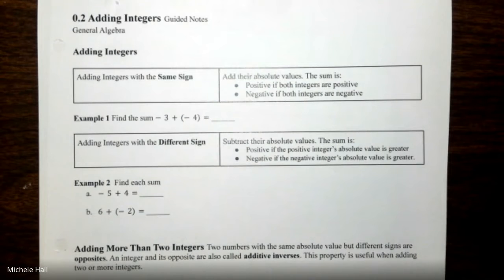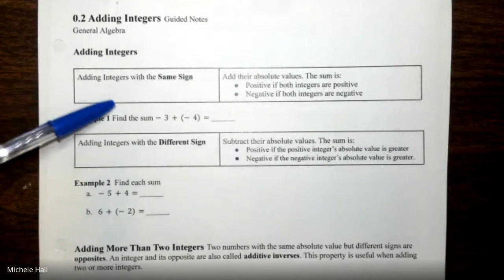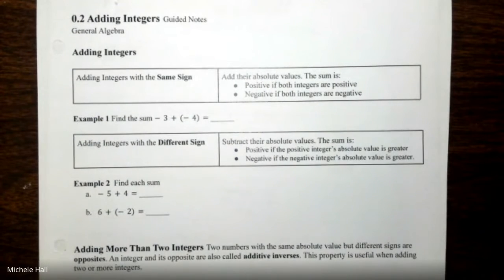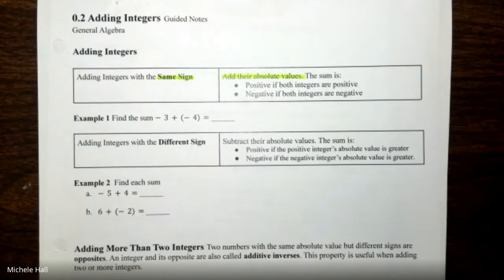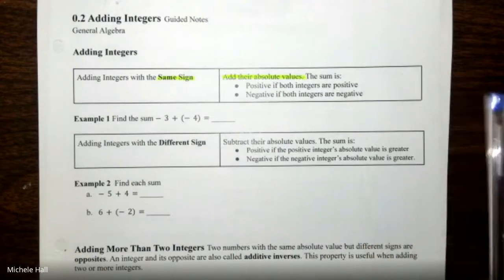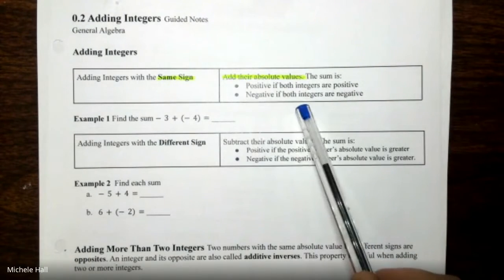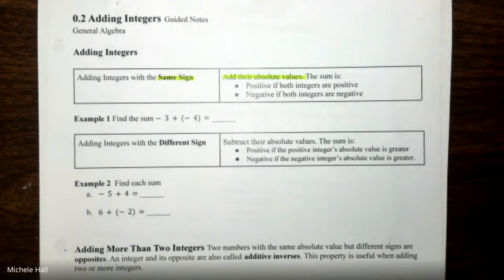0.2, adding integers. Adding integers with the same sign. What do we do? We add up their absolute values. Your answer will be positive if both the integers are positive, and your answer will be negative if both of the integers are negative. Example 1, find the sum of -3 plus -4.